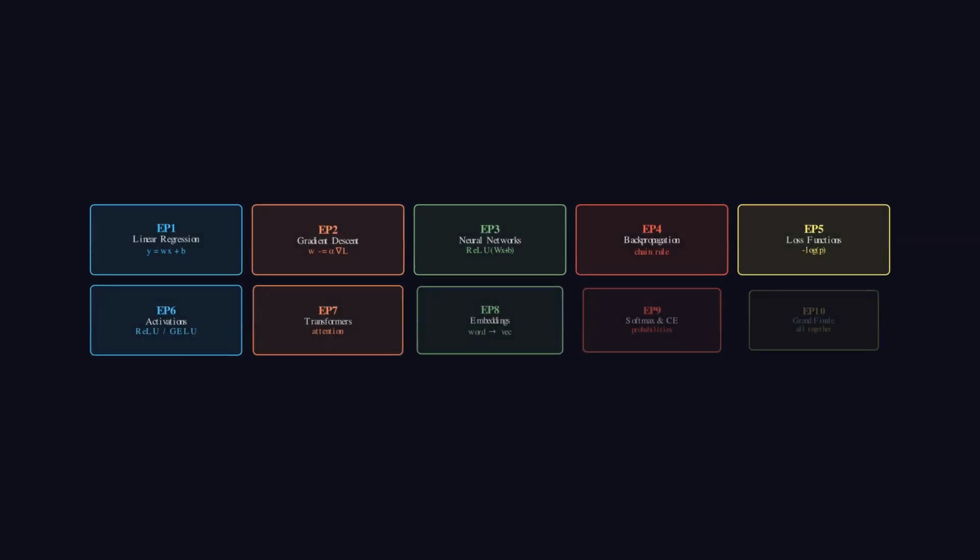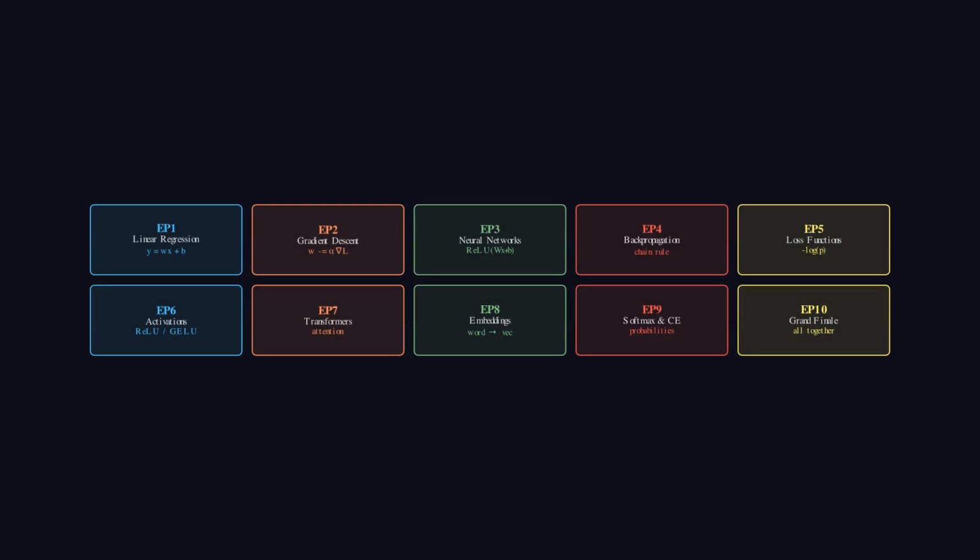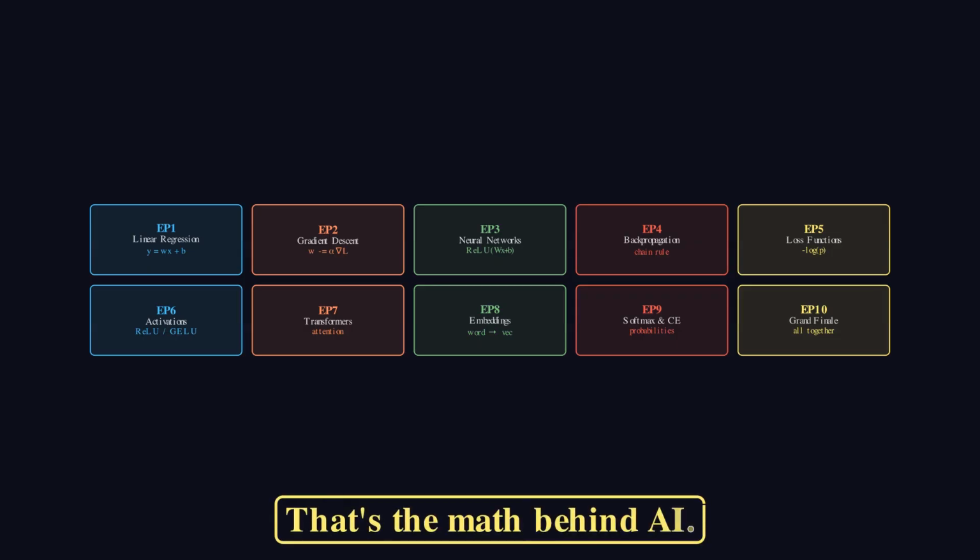Let's zoom all the way out. What have we learned in this series? Episode 1, the model makes predictions using parameters, weights, and biases. Episode 2, it learns by minimizing a loss function through gradient descent. Episode 3. Neural networks use nonlinear activations to model complex patterns. Episode 4. Backpropagation efficiently computes gradients through the chain rule. Episode 5. The loss function defines what good means.